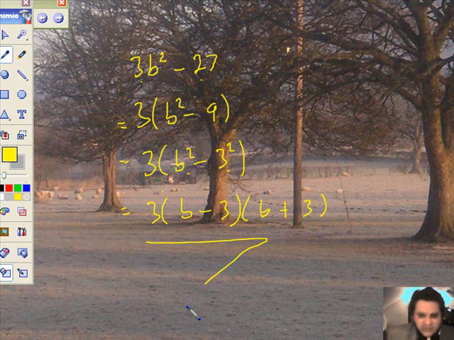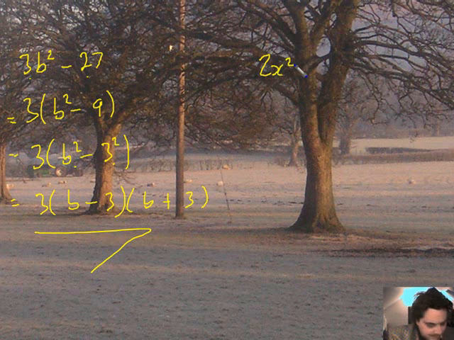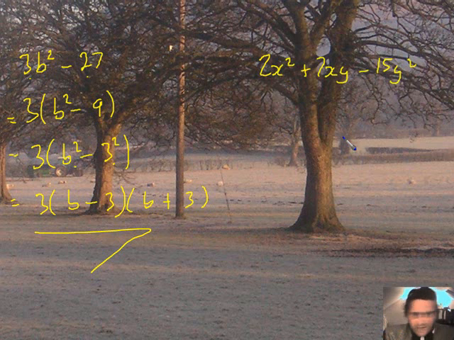I'm not sure I've got the brain to do that one just yet. I could think about it. Let's just try number 23. This is horrific. Do it up here. I've got 2x squared plus 7xy minus 15y squared. And the word says factorise.